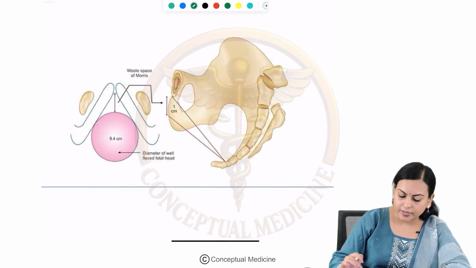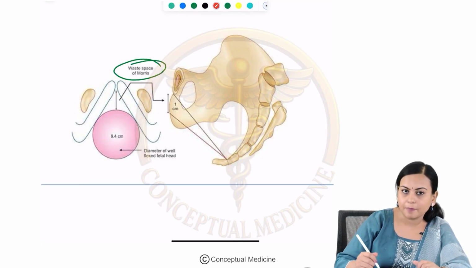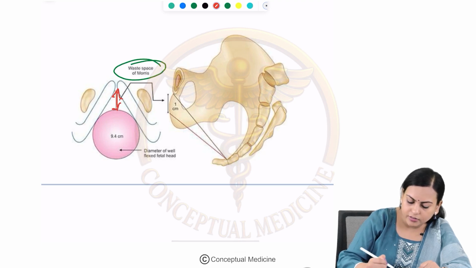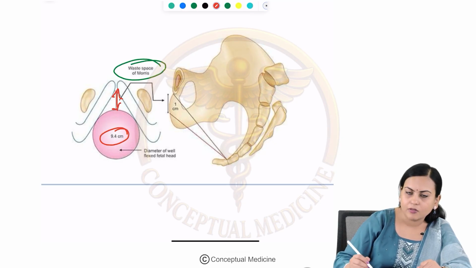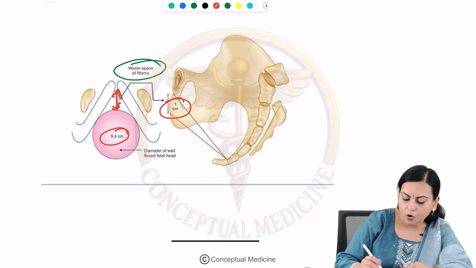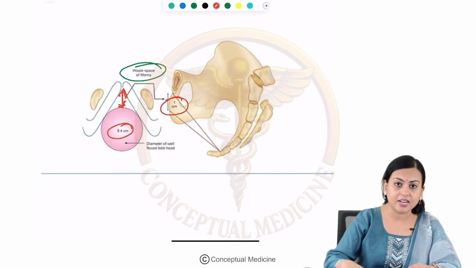Also you have to know about this waste space of Morris. Waste space of Morris means normally as the fetal head passes through the outlet, the space between the fetal head and the pubic symphysis, this region, should be less than 1 centimeter. So this fetal head is around 9.4 centimeters in diameter, but the space that will be wasted during this passage of the fetal head through the outlet will be 1 centimeter. It should be less than 1 centimeter.